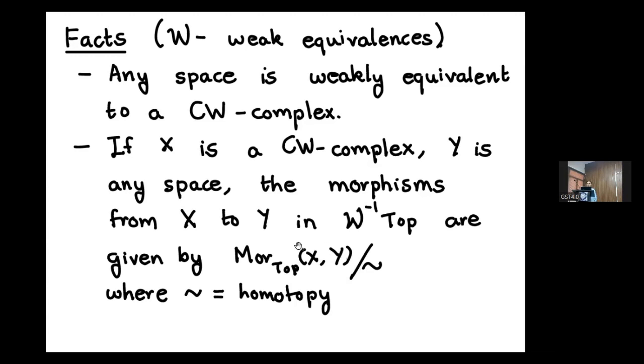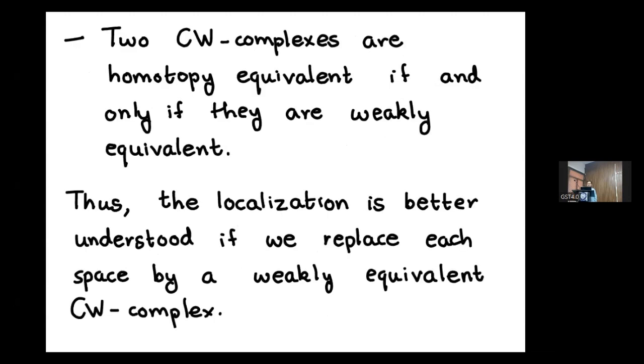Now I just want you to note here that I don't care whether Y is a CW complex, right? I just want X to be the CW complex. The first space has to be the CW complex. We'll compare that with what happens later. Also, two CW complexes are homotopy equivalent if and only if they are weakly equivalent.